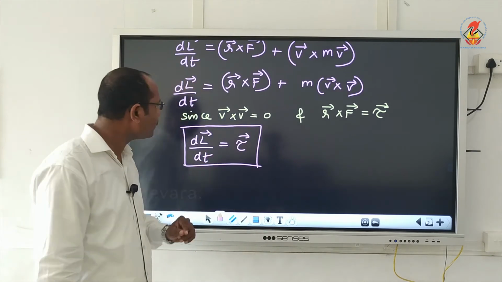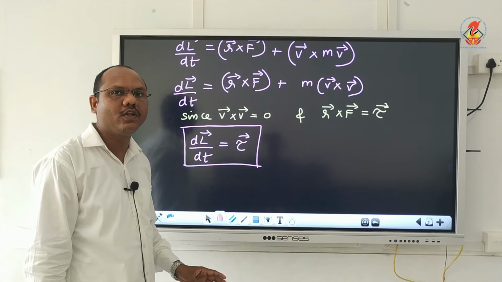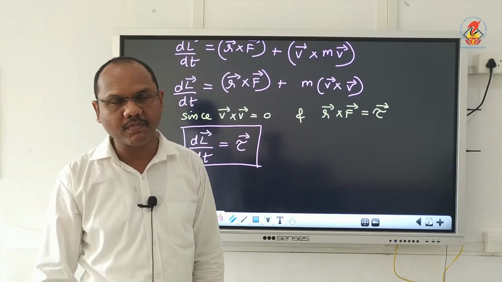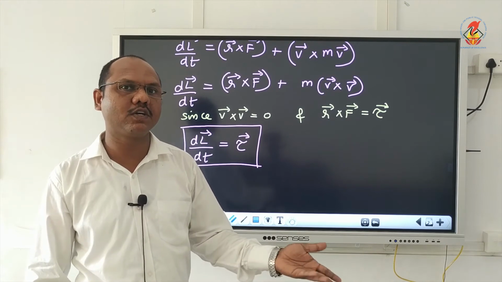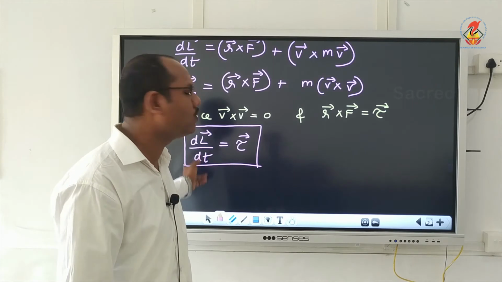Okay. So this is analogous to Newton's second law in rotational dynamics. In linear motion we write F is equal to dp by dt. In rotational motion, Newton's second law is written as tau is equal to dL by dt.